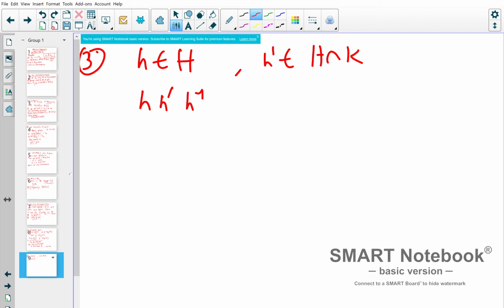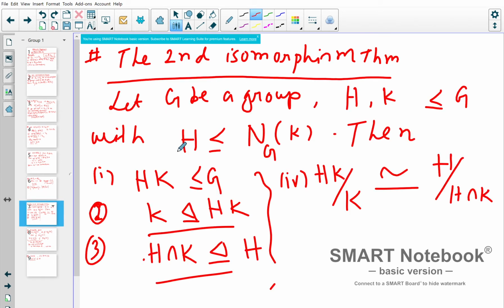Now, what is the meaning of these elements? So see, obviously this belongs to H. I mean, H is also a subgroup of H, so h is an element of H, h dash is an element of H. So any such product will be an element of H. Now, how to prove that this is an element of K? Now you see that I assume these things. So I assume that H is an element of normalizer of K in G.